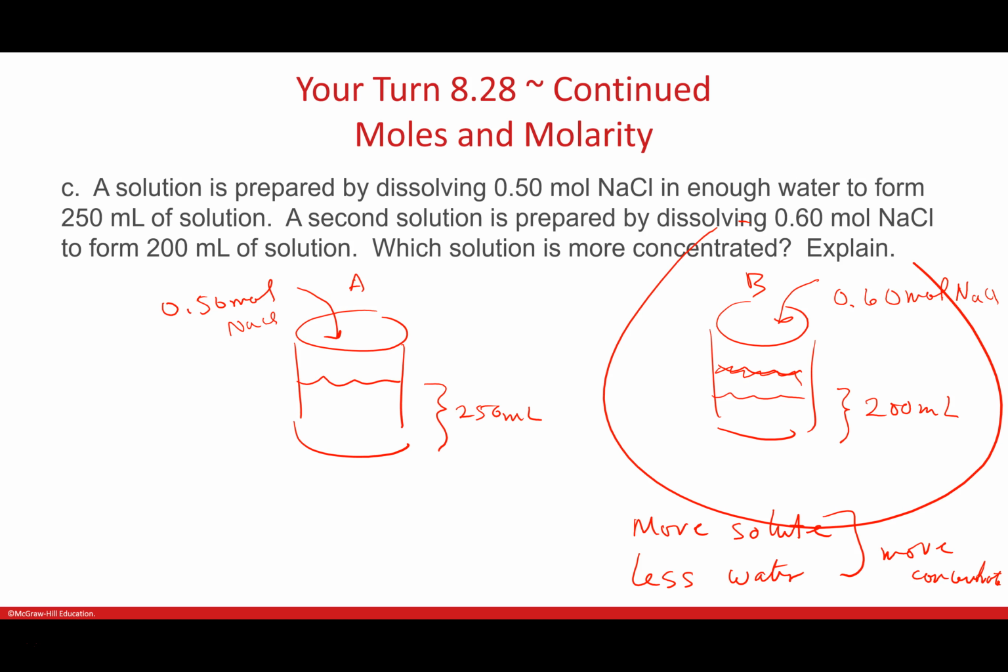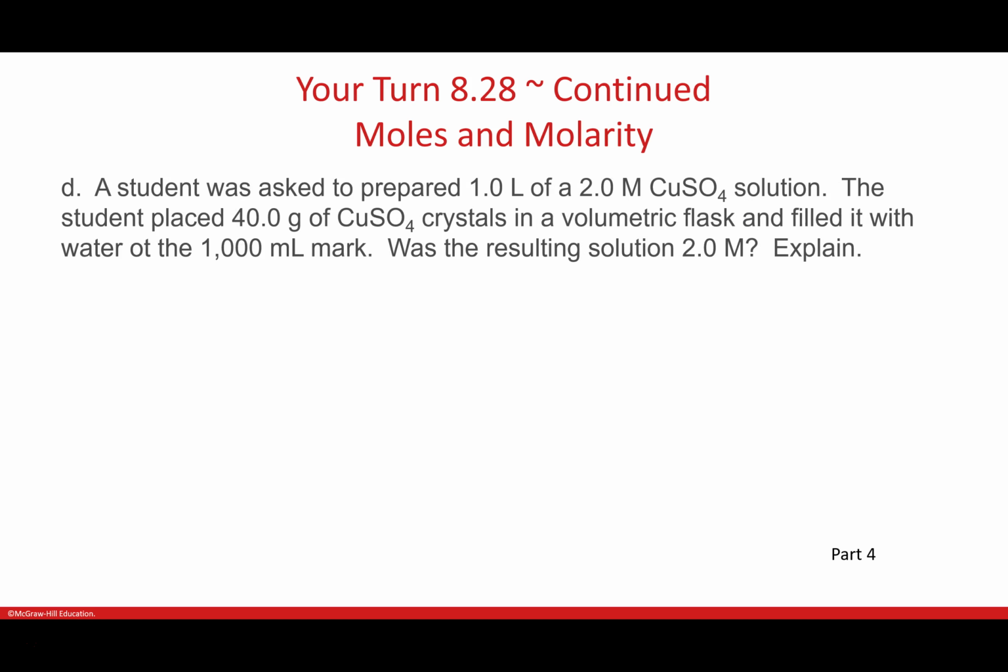I have one last one, and it looks like this. I'll draw my little picture. When you read it a few times, what I do with a problem like this is ask what our target is. We want 1.0 liter of 2.0 M, big M means molar, CuSO4. So I'm actually not going to draw the picture yet. So help me out, Taylor.